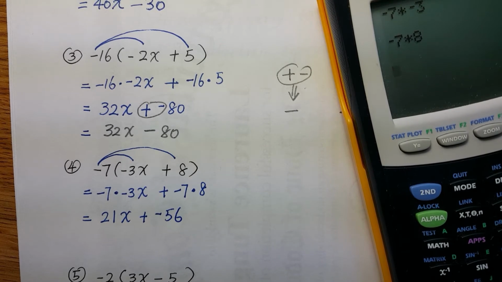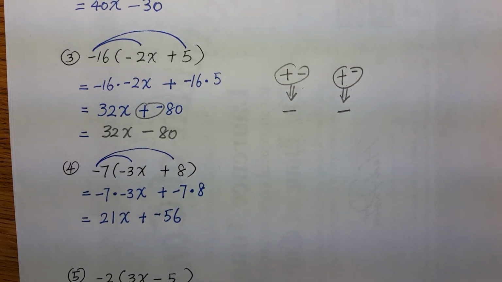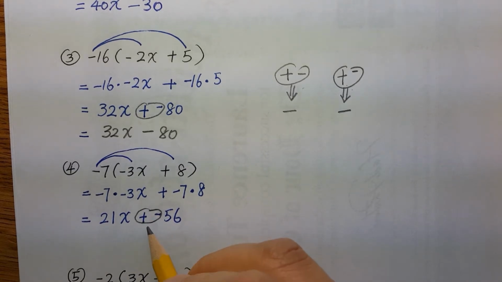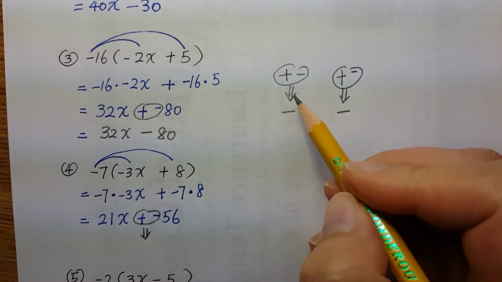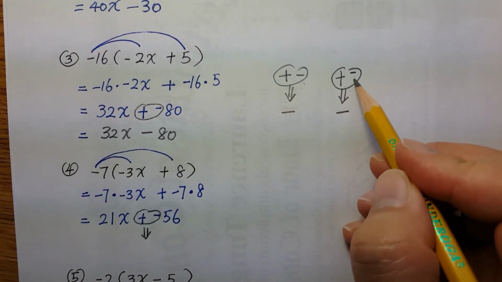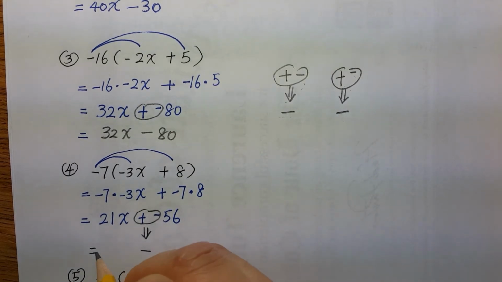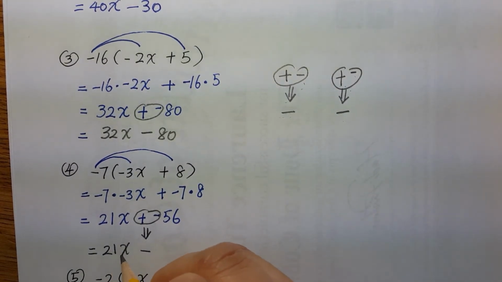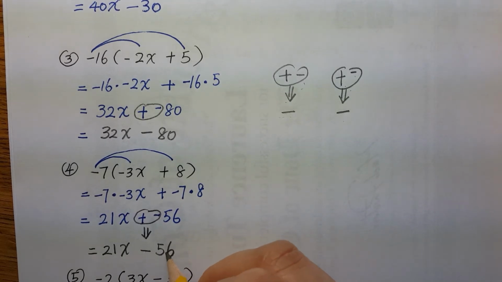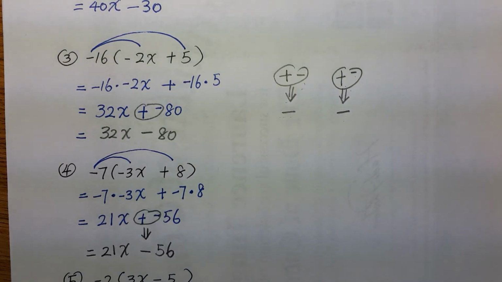So one more time, we do not like to use a plus and negative sign together as a final answer. We're going to combine them into one notation. A plus and a minus turn into minus. A plus and negative also turn into minus. So it becomes minus. So therefore, you get 21x minus 56 as the final answer. Okay, now I can go to number 5.